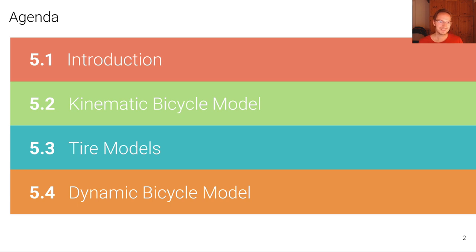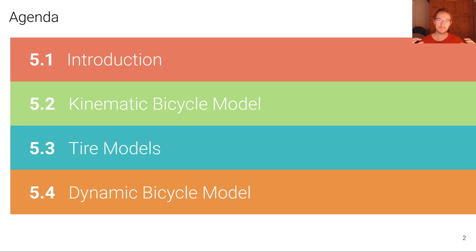This lecture is divided into 4 units. First, we're going to introduce and motivate the problem of why we want to better understand vehicle dynamics and introduce some basic geometric and physical concepts. In the second unit, we're going to have a look at the most basic vehicle model, which is called the kinematic bicycle model, that doesn't model forces, but pure kinematics. It's a pure geometric model. It's the simplest model, basically.